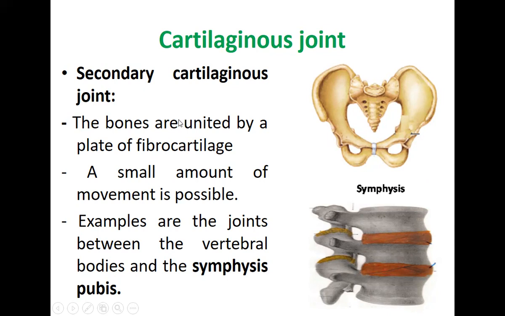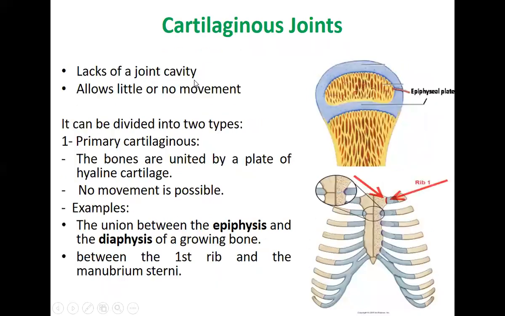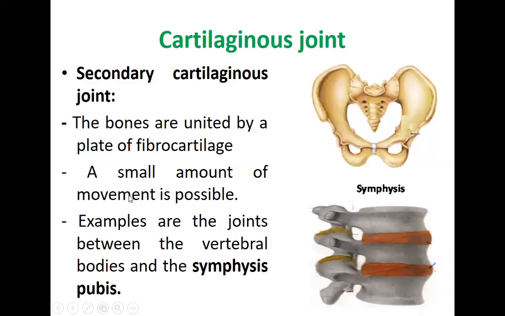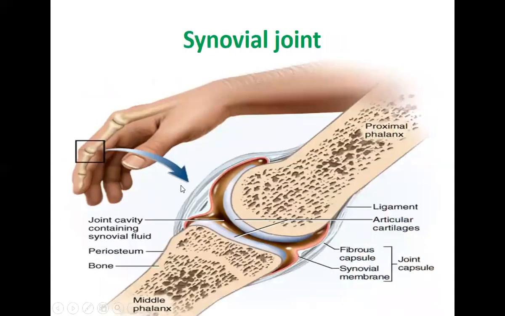Bones are united by a plate of fibrocartilage. If you see here, there is fibrocartilage in between. Here also you can see fibrocartilage between the vertebrae. A small amount of movement is possible here. In the secondary cartilaginous joint, there is slight movement. In the primary cartilaginous joint, there is no movement at all.